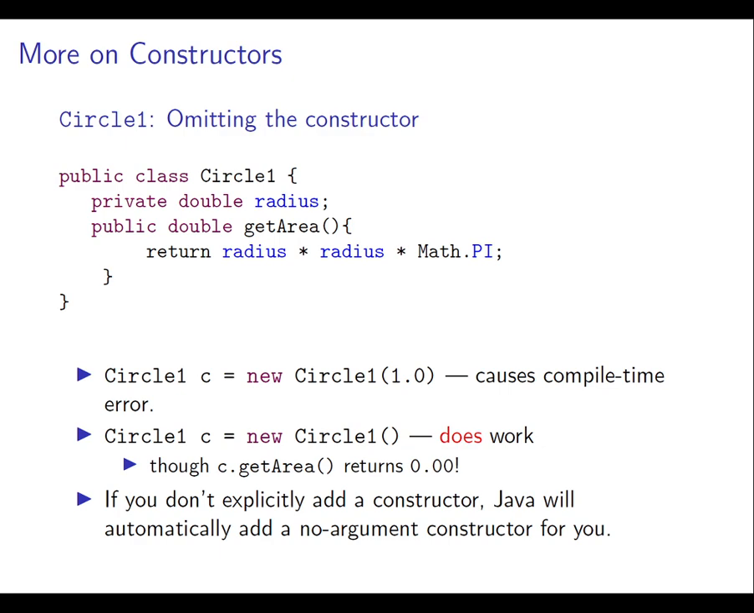Well, as you would expect, if you try to create a new circle1 object with an argument, you're trying to invoke a constructor which isn't there, and so indeed you get a compile time error. What you might be slightly surprised by is that you can in fact create new circle objects even though there's no constructor, because there's a default no argument constructor. If you write a class that has no constructor in it at all, then Java will automatically add a no argument constructor for you. Unfortunately, it won't do anything useful, so radius will continue to have its default value of 0, and indeed when you ask what is the area of a 0 radius circle, you shouldn't be too surprised when the area is 0.